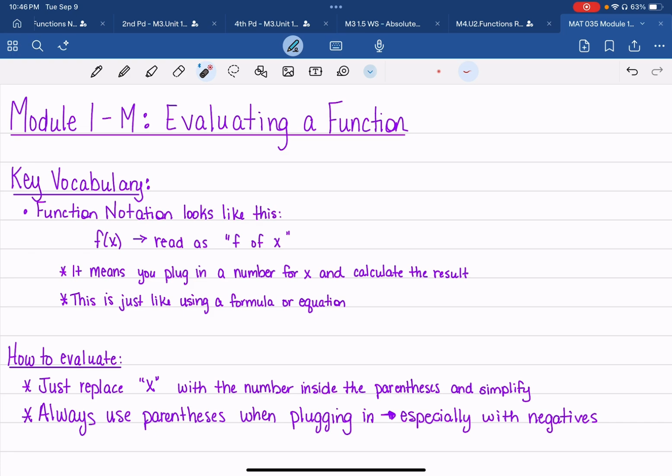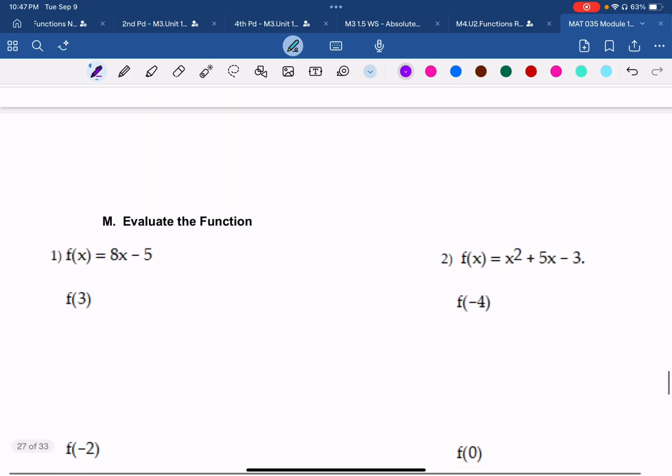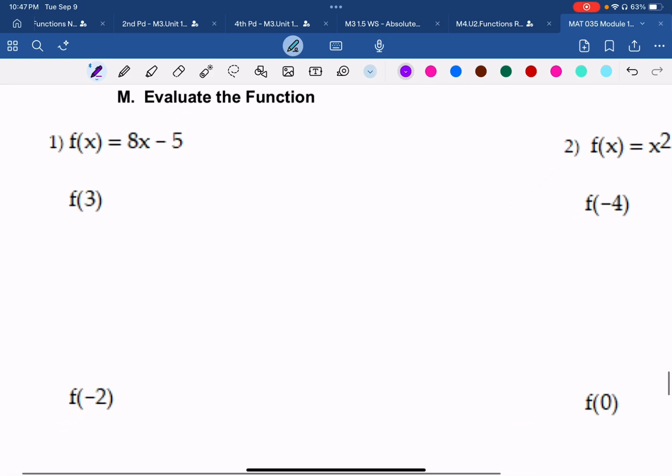And then just a couple of things to help. Always use parentheses when you're plugging in, especially if you're working with negatives. It will help you with your calculator. It will help you keep yourself from making little careless errors in your calculation. And you can definitely use your calculator to help you out when you're doing your calculations. So let's look at how we evaluate.